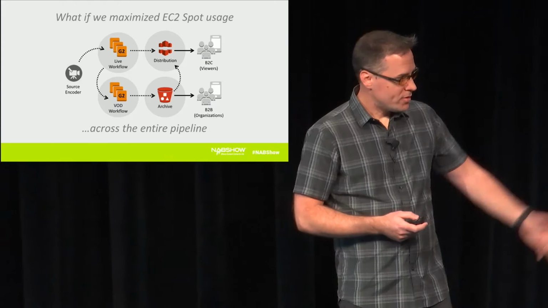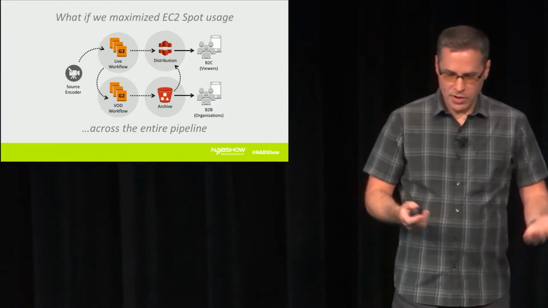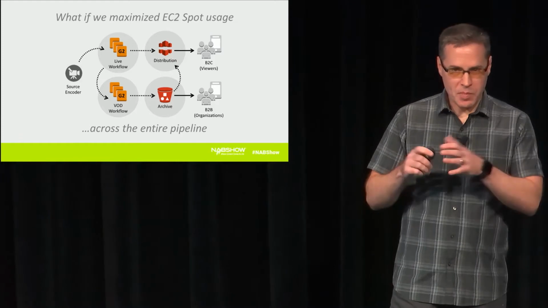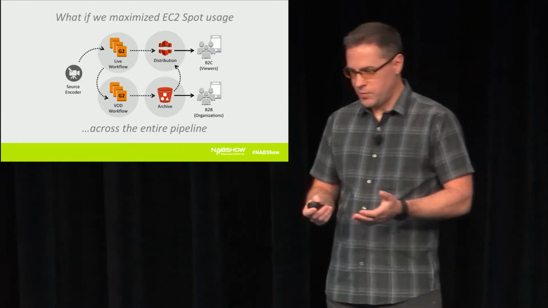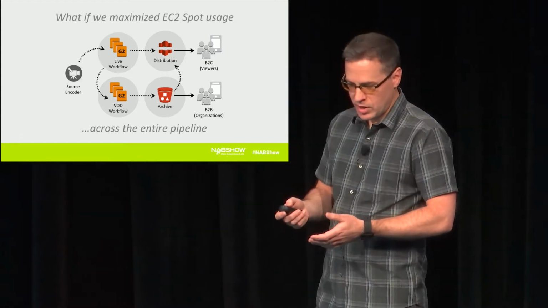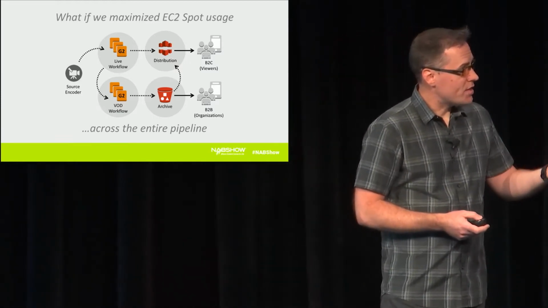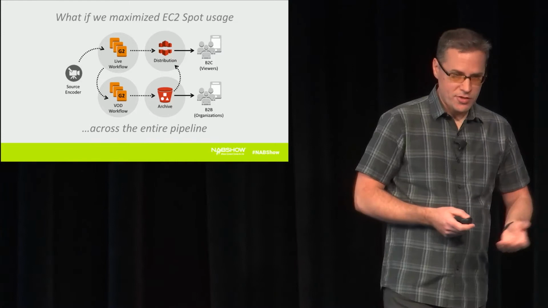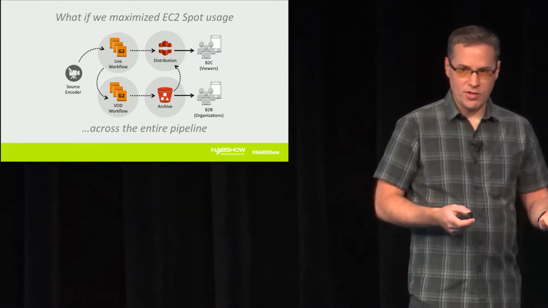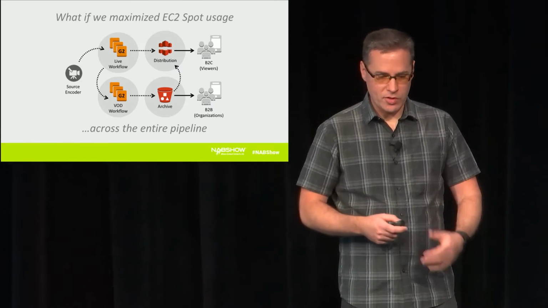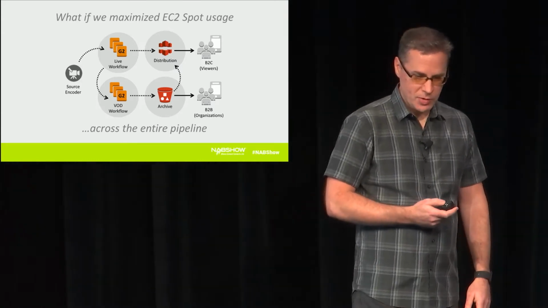So to hand over to Chad, we looked at going back to this architecture here. What if we maximized all of these pieces for EC2 Spot usage? And this is key because you can see from this diagram, besides archival storage and distribution, everything else is compute-based. So really, Spot provides you a good avenue to reduce cost from that perspective.